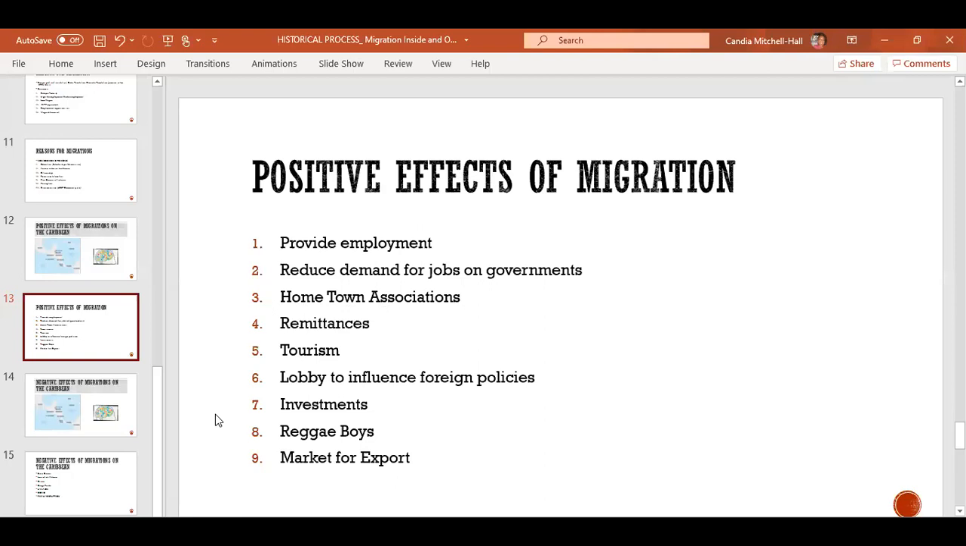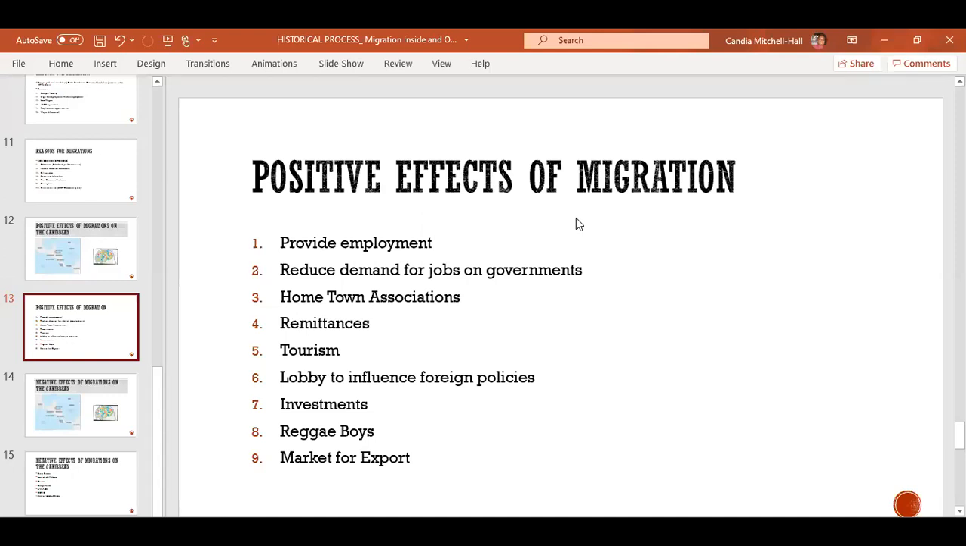So for example, they have Kamala Harris, who is of Jamaican descent. She is now in power. Say, for instance, when she is the vice president of the US, and the president says, listen, we need to put some sanctions on Jamaica. She can lobby for us in Jamaica. If another Caribbean country has a problem, she can also lobby for the other Caribbean country. So another reason is to lobby to influence foreign policies.